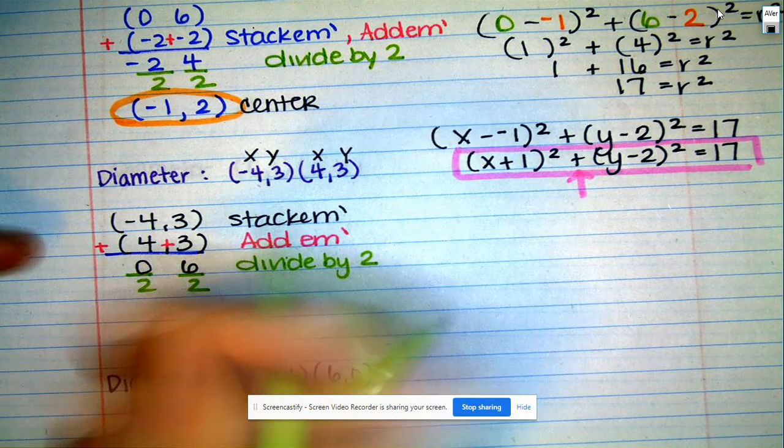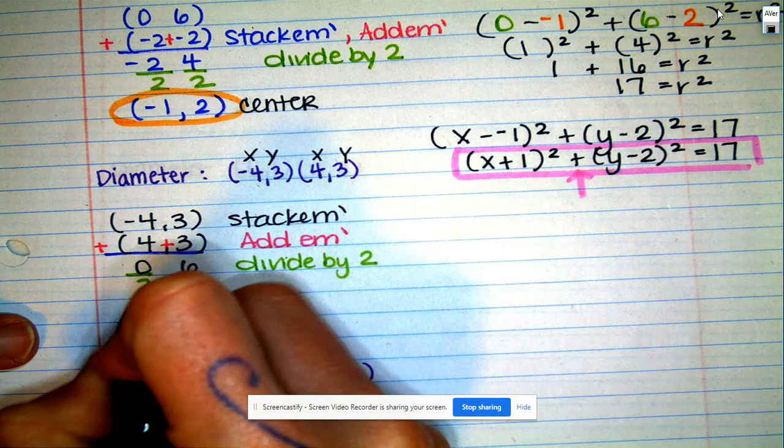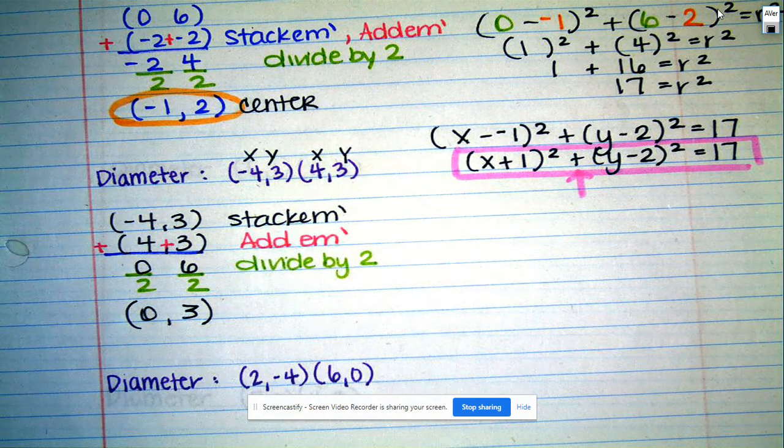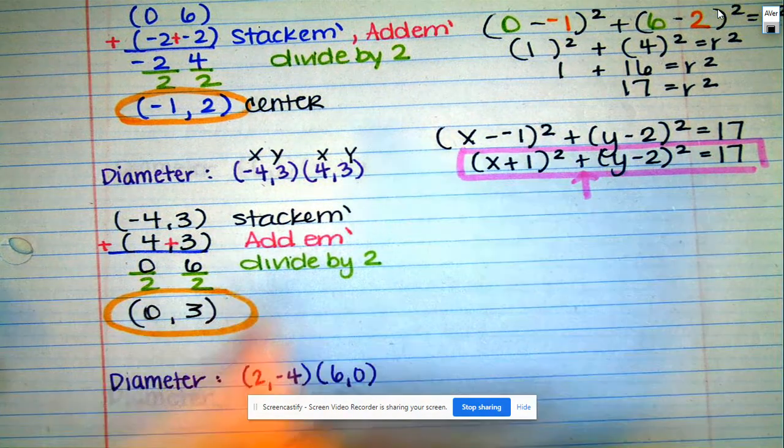0 divided by 2 is going to give me a 0. And then 6 divided by 2 is going to give me a 3. I'm going to circle that so I don't lose it, because that's the center. So when we're finished, that's what we're going to reference.